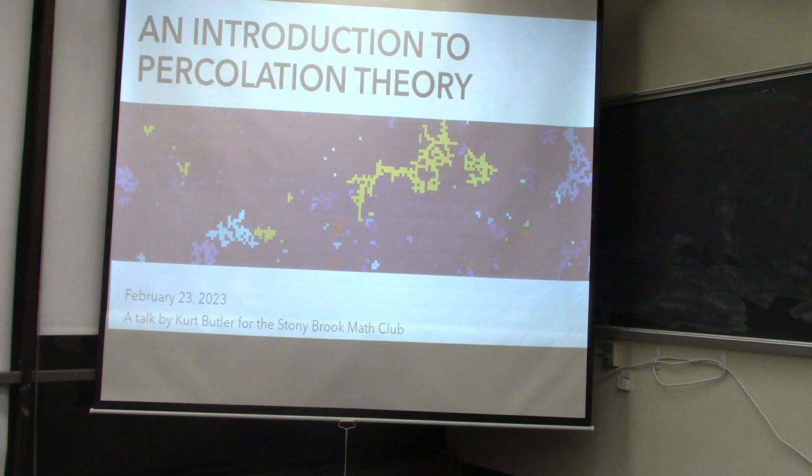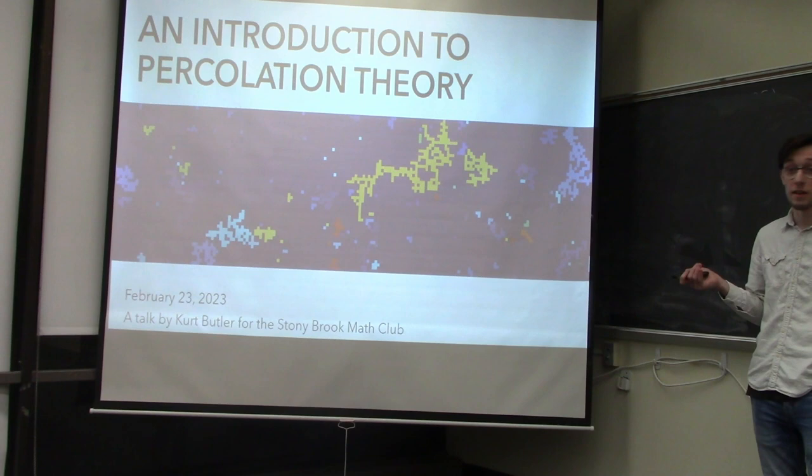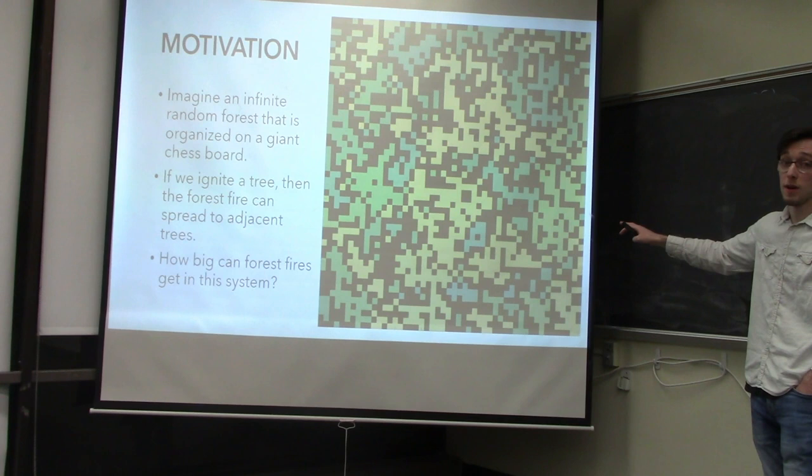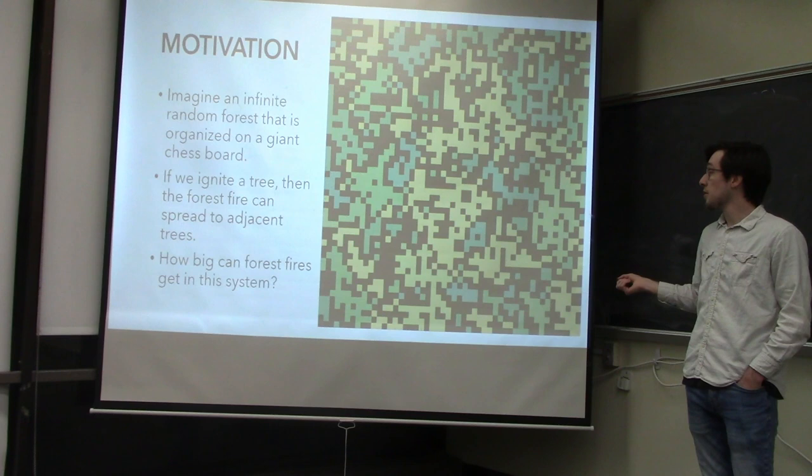But I think that comes from the simplicity of the problem, and that's why I want to spend some time to talk about it today and express why I think it's kind of a fun thing to think about. So as motivation for this problem, I want you to imagine that you have some sort of infinite random forest. You're going to organize this forest on a giant chessboard, and for each square of the chessboard, you will or will not have a tree.